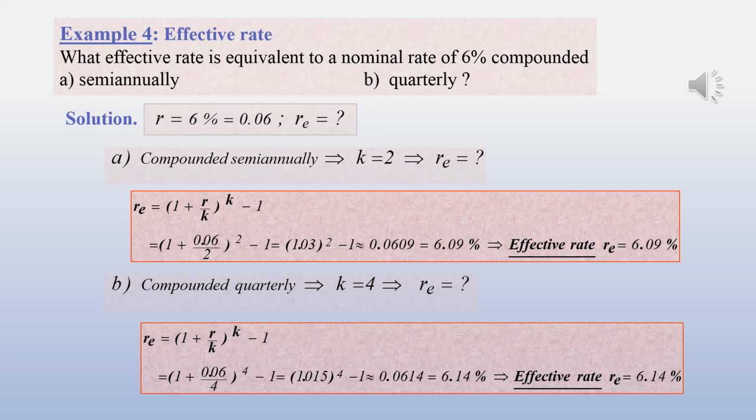From these two problems, A and B, we found that when K equal to 2, the effective rate is 6.09%, which is smaller than when K equal to 4, which is 6.14%. So it means the higher the value of K, with the similar value of nominal rate R, the higher the effective rate.